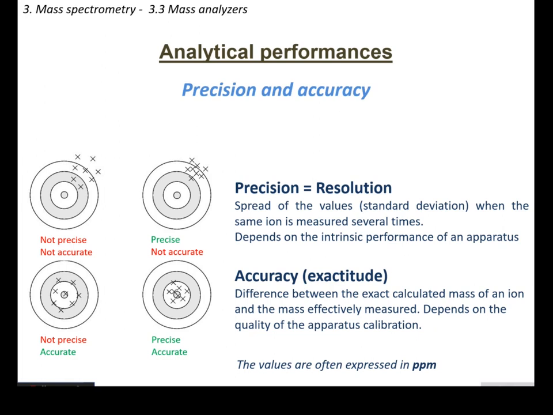On the bottom left, it's not precise, but it's accurate. If you repeat the measurement, the standard deviation is high, but if you average this, you will be pretty close to the true value that you expect. And then, of course, on the bottom right, it's precise and accurate, and this is what you look for.